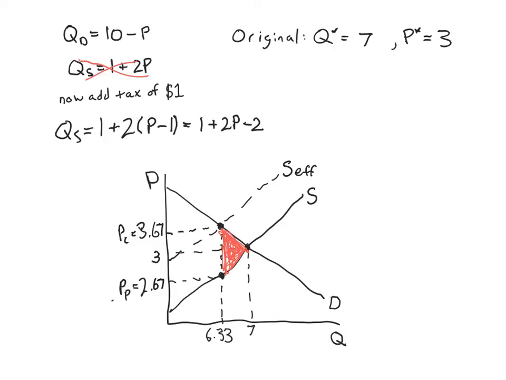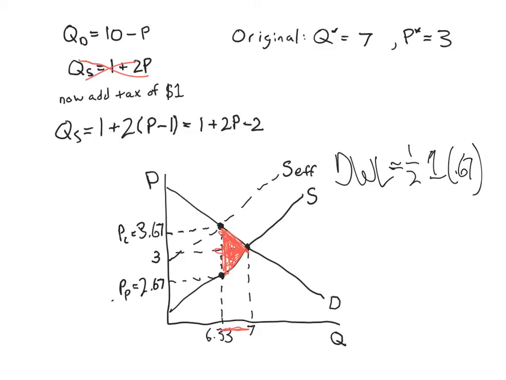And then calculating the area of this triangle is pretty straightforward. The base is always the size of the tax, so that's $1. So it's 1/2 times that base of $1. And then the height here is this change in quantity, so that was 0.67. And then we can calculate the actual value of that deadweight loss. I don't have a calculator, so it's going to be 1/2 times 1 times 0.67, which is 0.33, I think.